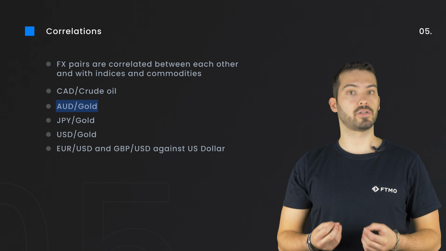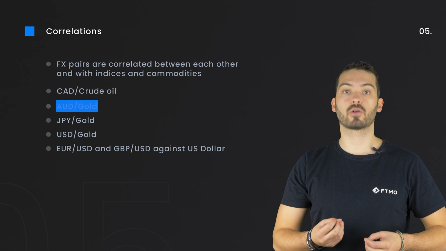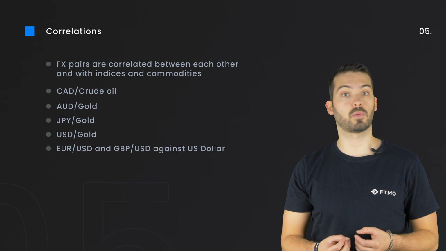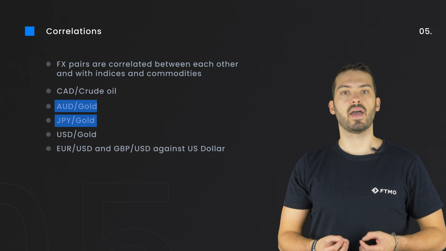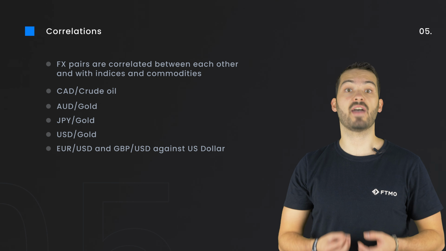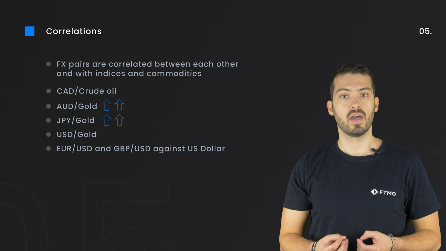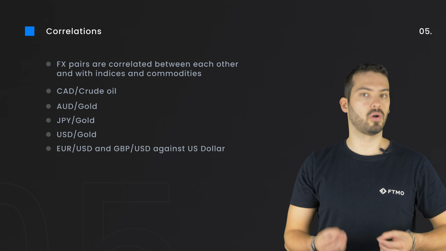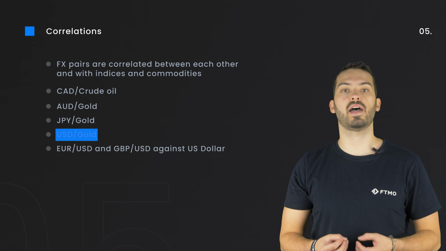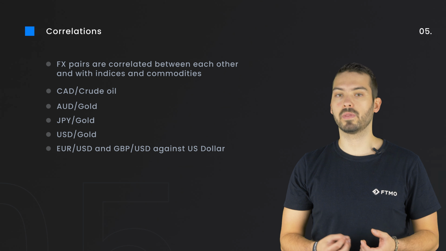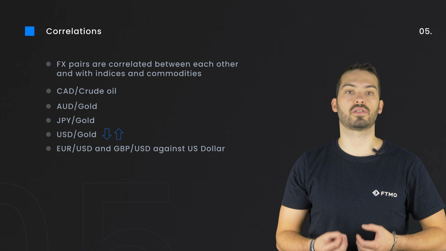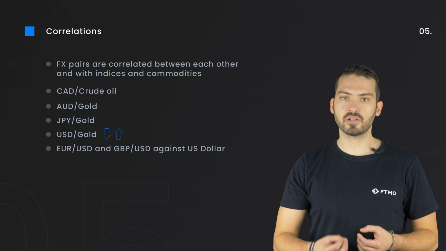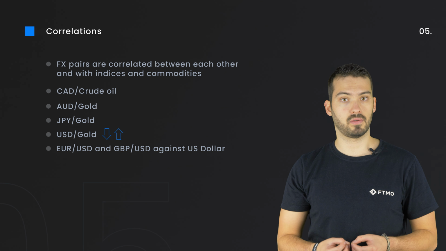Similarly, the Australian dollar and gold have a positive correlation because Australia is a significant gold producer and exporter. Both gold and the Japanese yen are viewed as safe havens in times of uncertainty, and these 2 are also positively correlated. Meanwhile, gold and the US dollar typically have a negative correlation. When the US dollar starts to lose its value amid rising inflation, investors seek an alternative store of value such as gold.